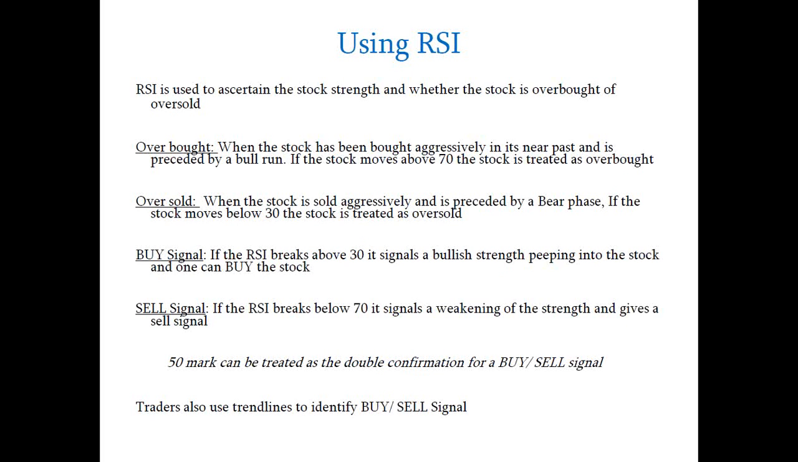Now let us understand RSI, relative strength index. A relative strength index is a line which moves from 0 to 100. If it is above 70, it is overbought. If it is below 30, it is oversold. Whenever the RSI moves above the 30 line, a bullish trend is confirmed. If it breaks below the 70 line, a bearish trend is confirmed.